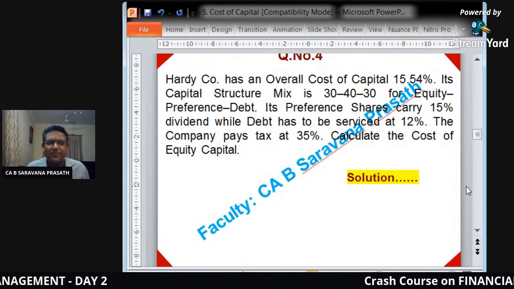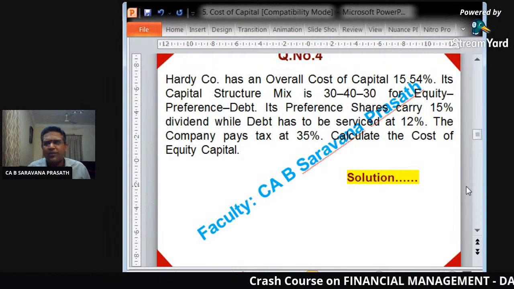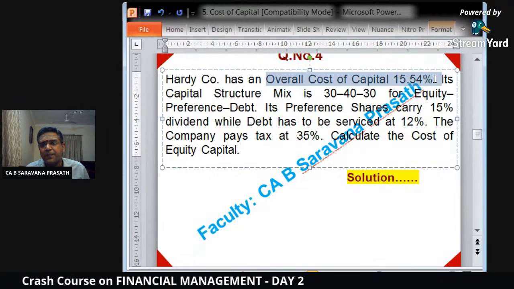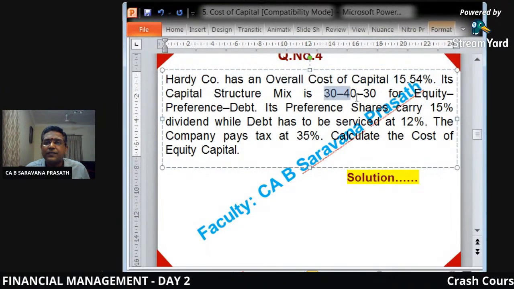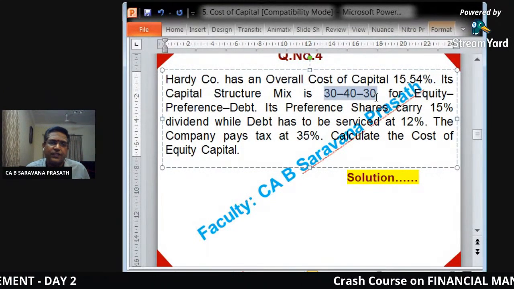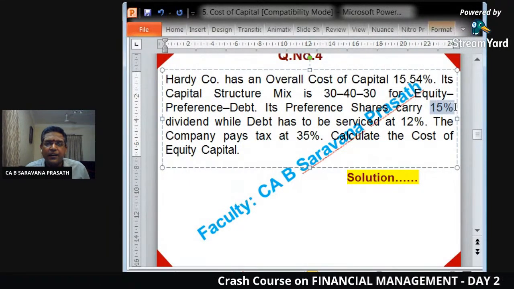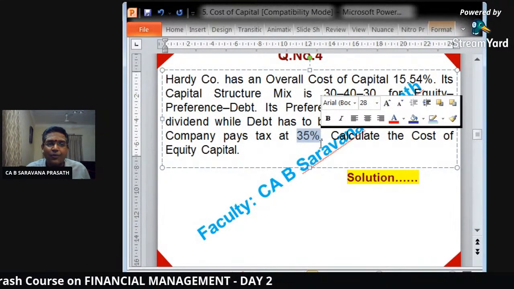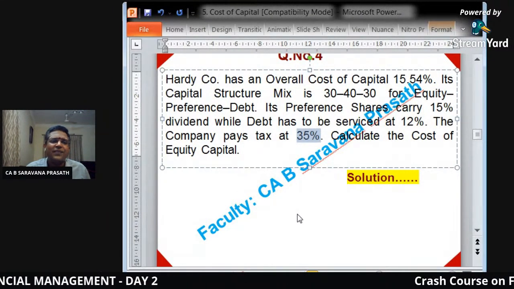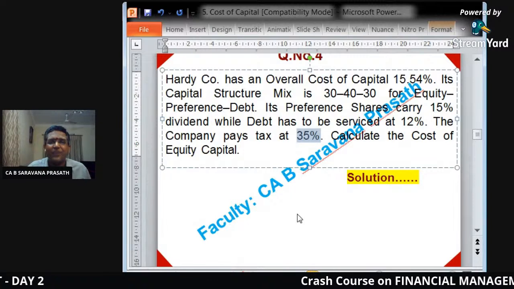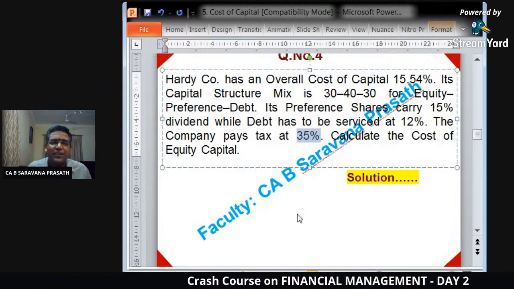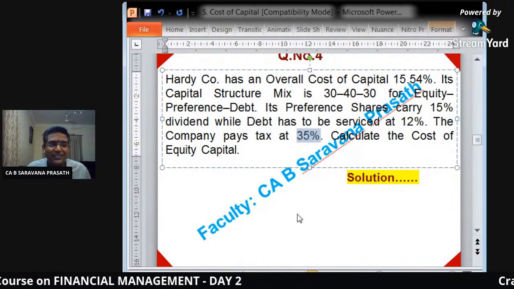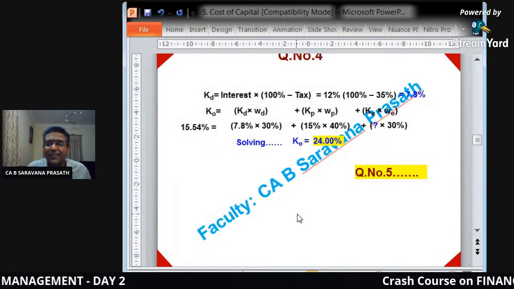Calculate KE. Now, the first sentence says our overall cost of capital is 15.54. Our capital structure mix is 30-40-30 for equity, preference, and debt. Preference dividend rate is given. Interest rate and tax rate are given, from which you can calculate KD. So if you apply the formula and fill up all the numbers, the balancing figure is the cost of equity capital. A very simple computation. I will show you the calculation here.